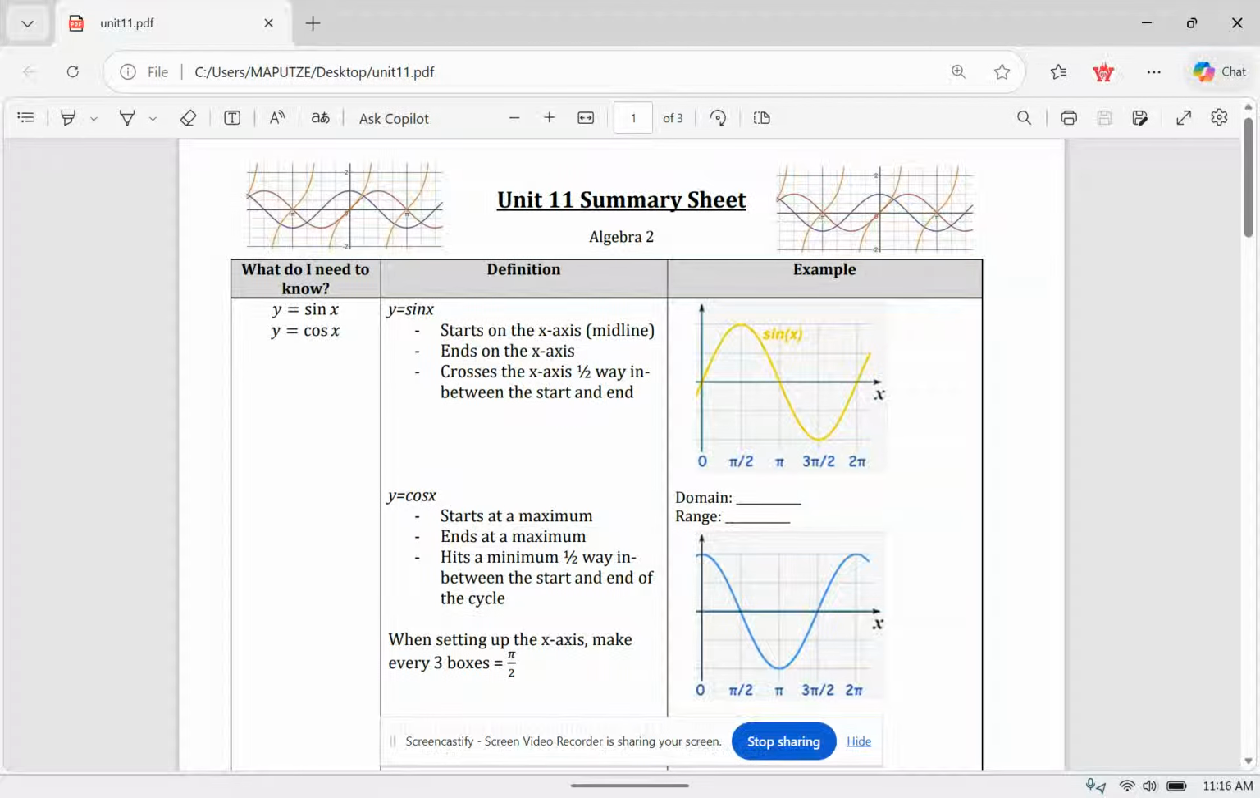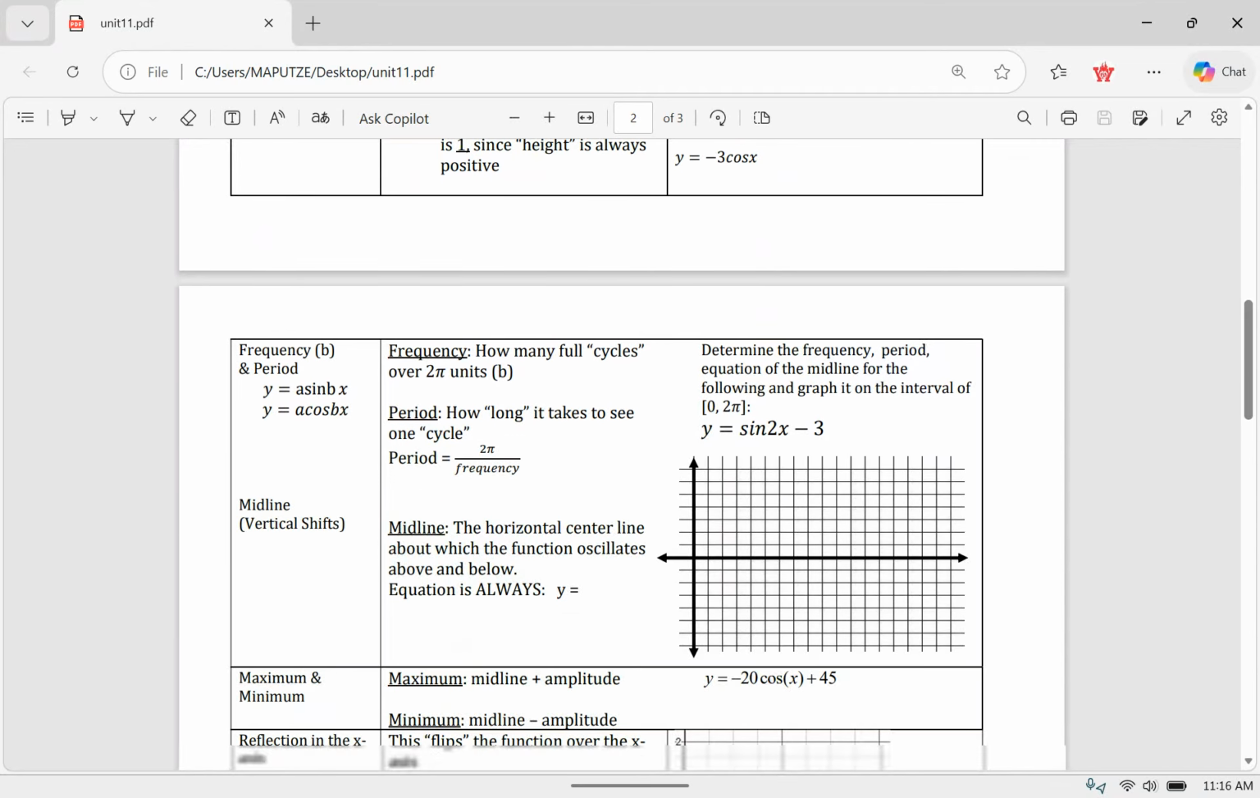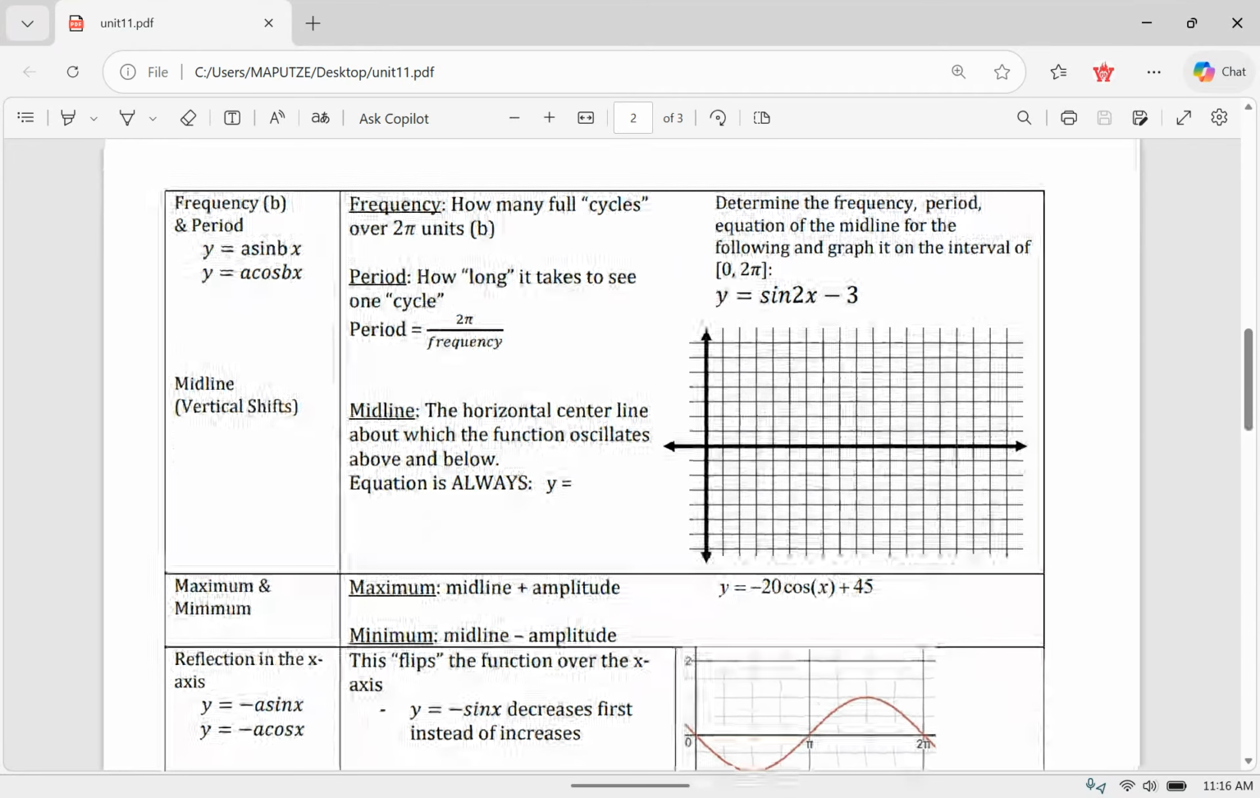Hey everybody, welcome to Unit 11. We are doing trig graphing today. We are going to just jump to the second page here and start talking about all of our vocabulary.